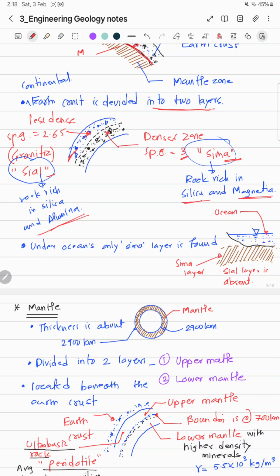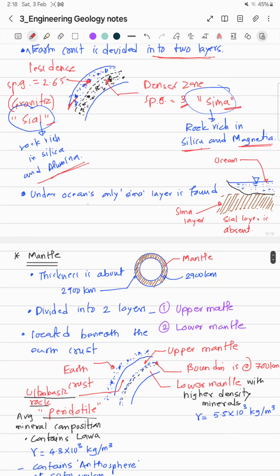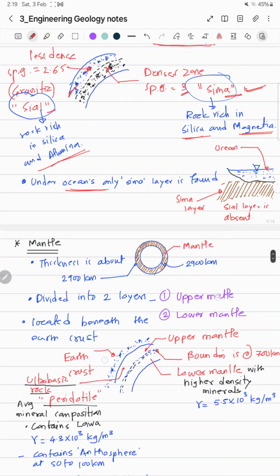Then, under the ocean, only the SIMA layer is found, as the denser zone is found there, while the less dense zone, the SIAL layer, is absent under the ocean. So this is about the earth crust.